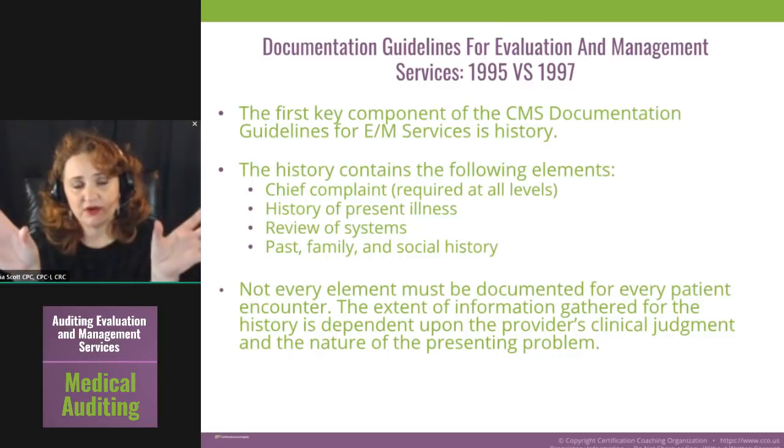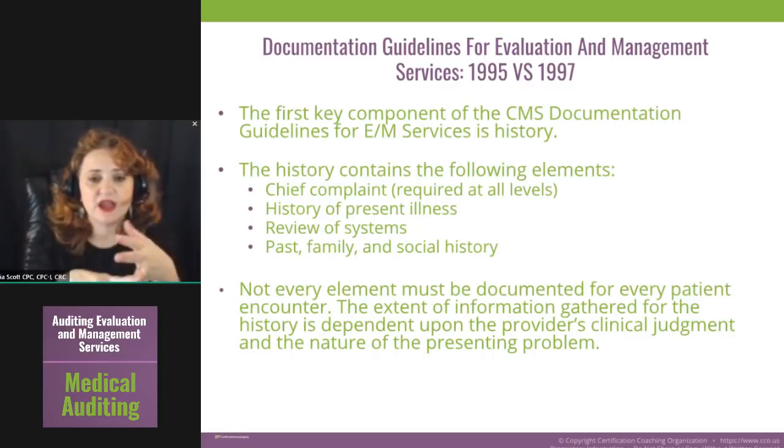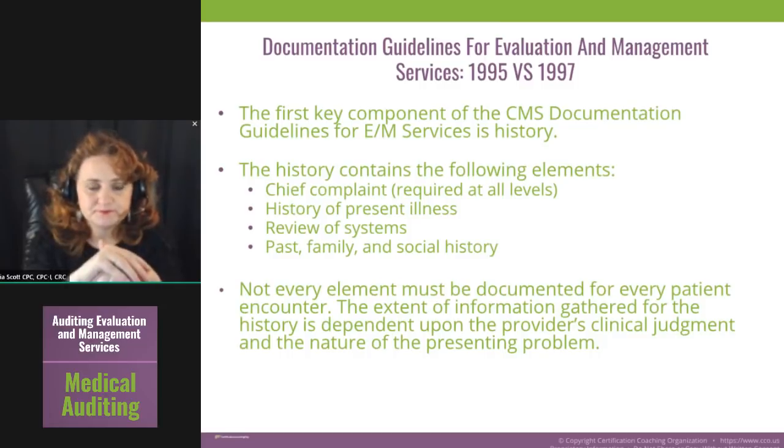And that's going to be for every level. We have to have that. We have to have the H&P, the HPI. So what's the history of the present illness? When did it start? Review of systems and the PFSH. We got to have that.